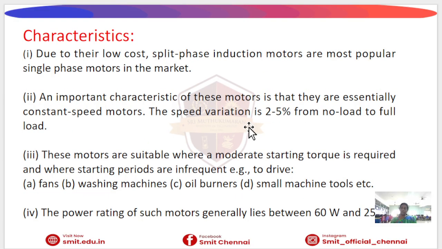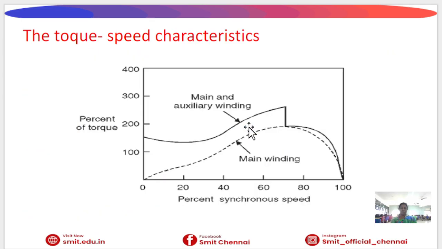Now the characteristics. It has a simple construction and is economical. It runs at constant speed, with a speed variation of only 2 to 5% from no load to full load, because the slip is very small. It has moderate starting torque, so it's not suitable for heavy load starting. The main applications are fans, washing machines, oil burners, and small machine tools with a power rating of 60 watt to 250 watt.